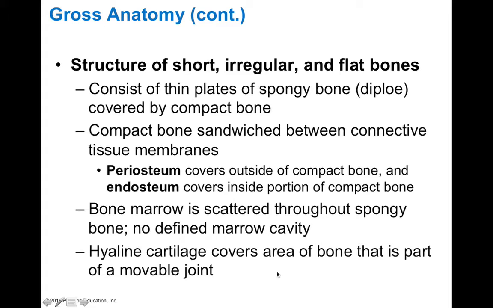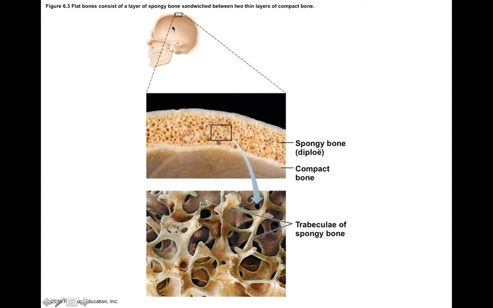You also find that hyaline cartilage can cover the area of bone that's part of a movable joint. So in bones that move against each other at a joint, you often find hyaline cartilage cushioning that joint, which we call articular cartilage. So this is showing an example of a flat bone here, like your parietal bone. If you zoom in on this, you'd find that we have compact bone with spongy bone sandwiched in the middle. This spongy bone we call diploe, and within these spaces you would find red or yellow marrow, and endosteum would also line the inner surfaces of these spaces. And you can see that it actually is pretty airy in there.